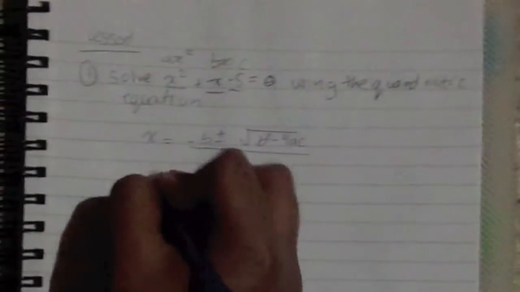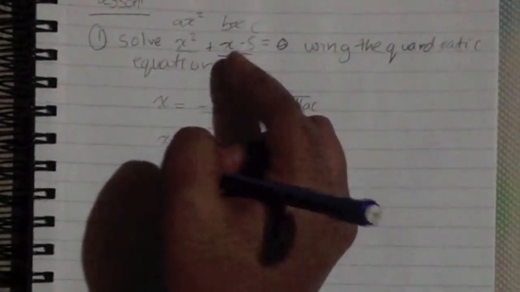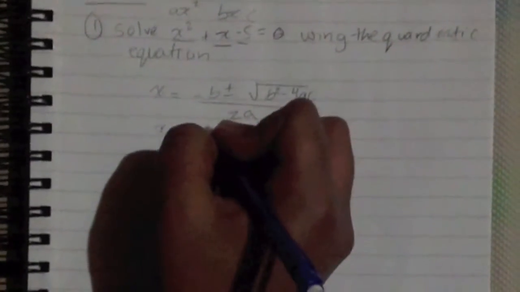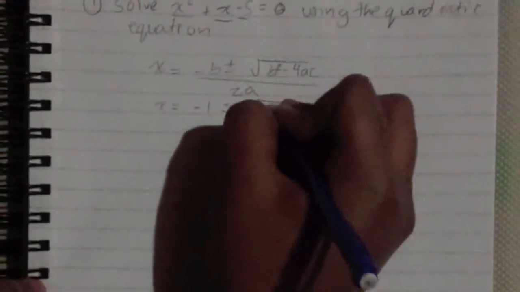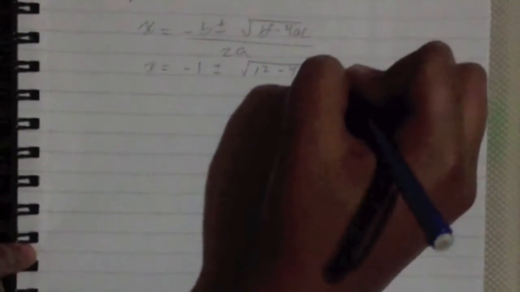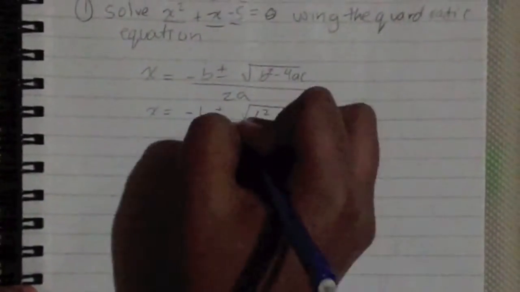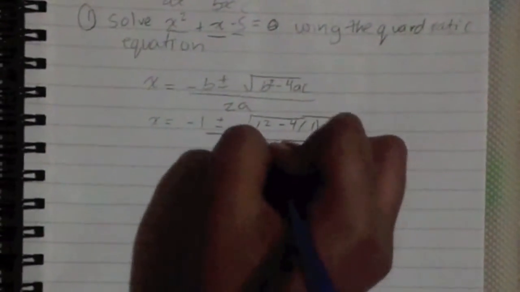So it's going to be x is equal to negative, since it's just x, which means it's a variable, there's always a coefficient of 1 in front of it, plus or minus the square root of 1 squared minus 4 multiplied by 1, because your a is 1, and negative 5. And then that's all over 2 multiplied by 1.